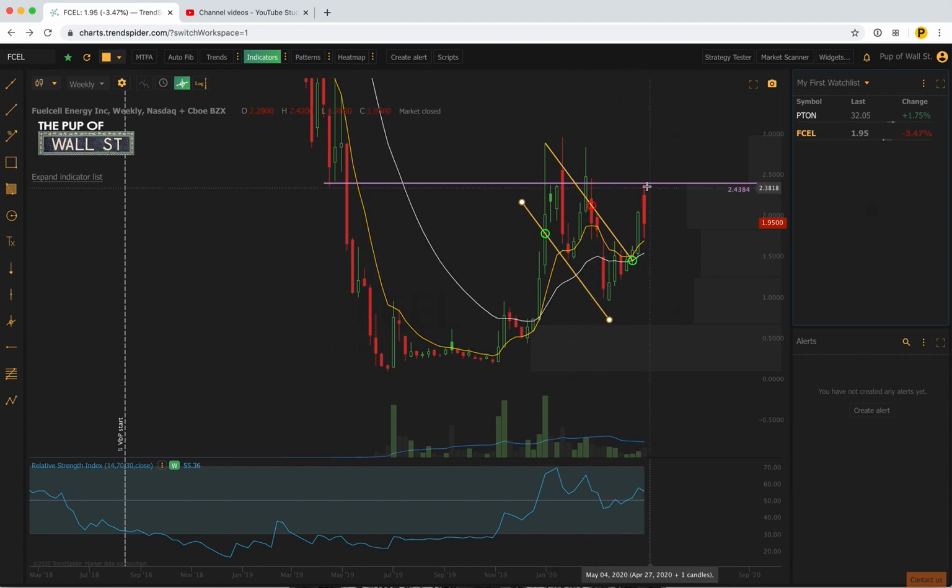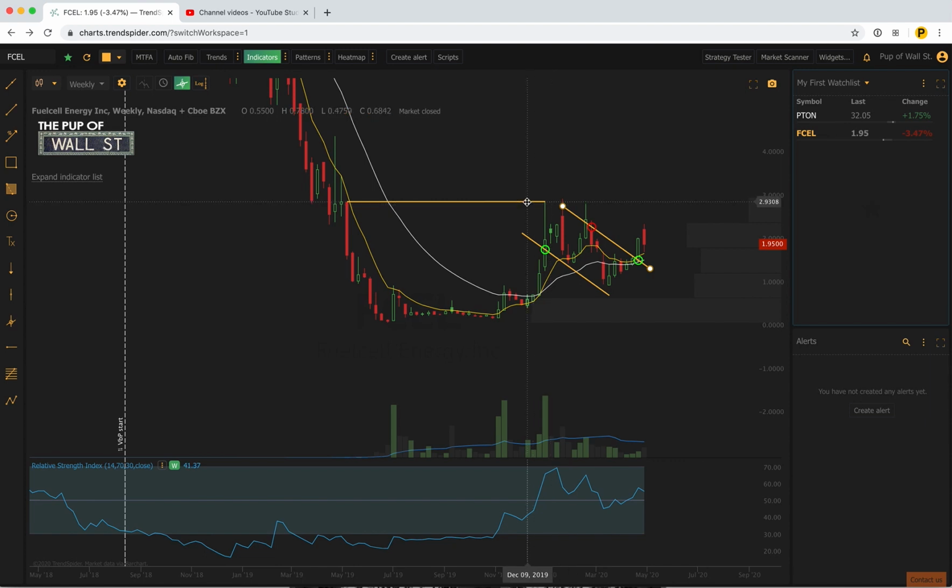See the breakout here? Tested the rim of the cup. I'll take this off and I'll just show you real quick. This is actually... So we're going to want to see when price comes right here. Right? So right now we have our cup, we have our handle, we have the break of the handle.